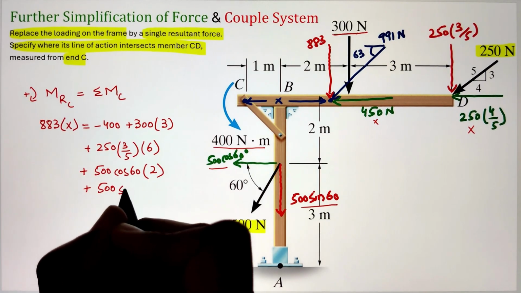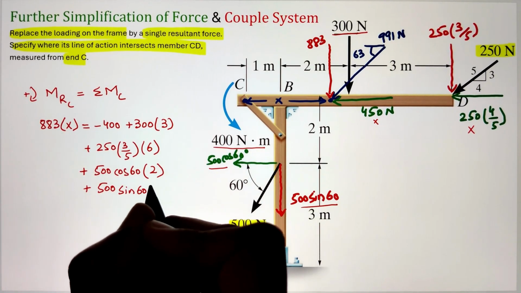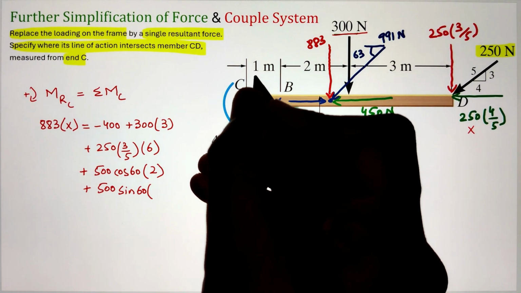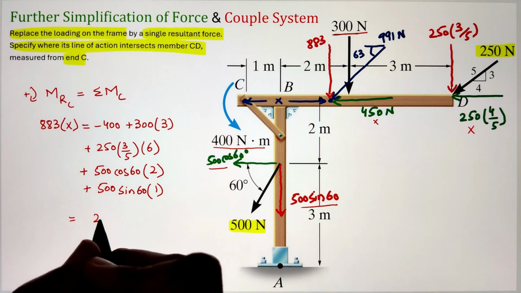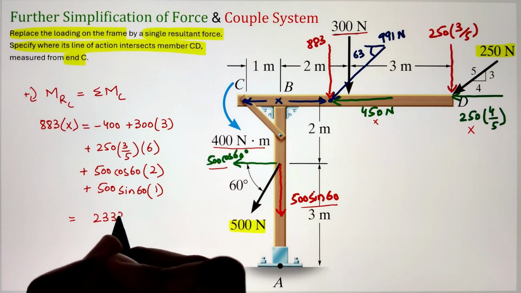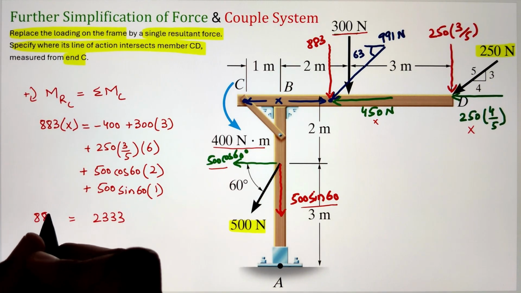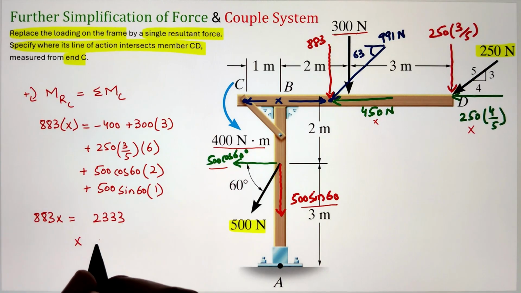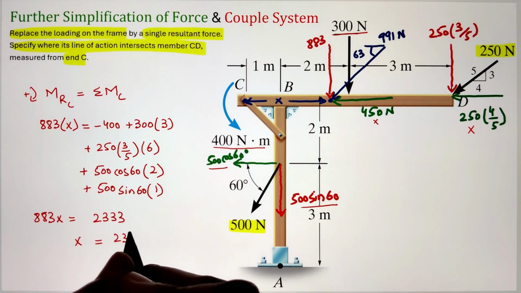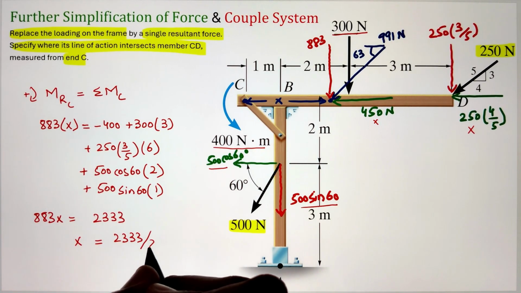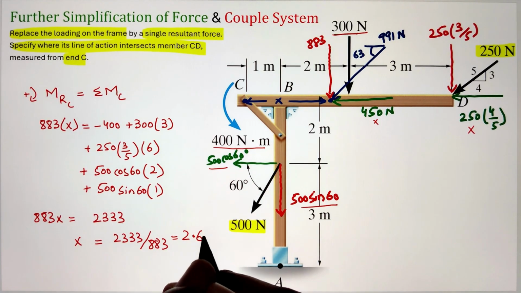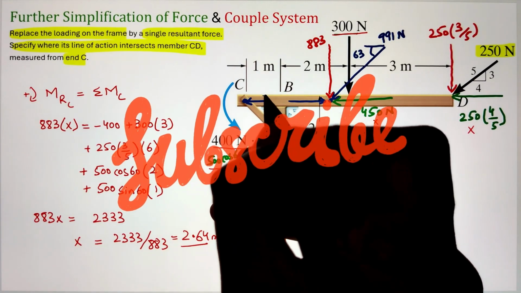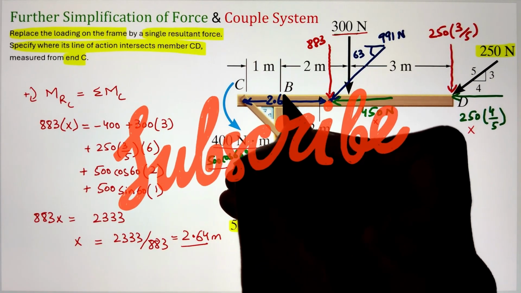Finally, we have our 500 Newton force. Again, for the x component in this case, since it is acting horizontally with a moment arm of 2, that is in the vertical direction, it is creating our clockwise moment, whereas the vertical component of 500 sine 60 with a moment arm of 1, it's going to create our clockwise moment as well. Adding them all together and simplifying, we get our value of x as 2.64 meters.